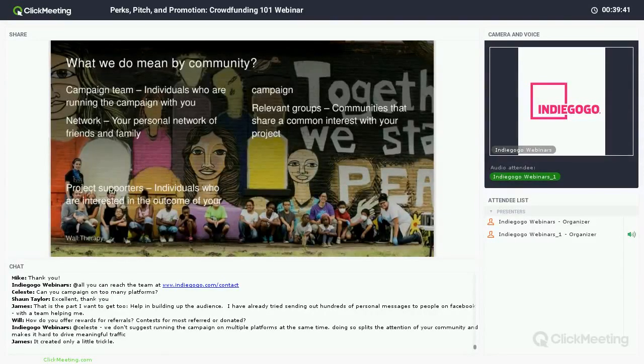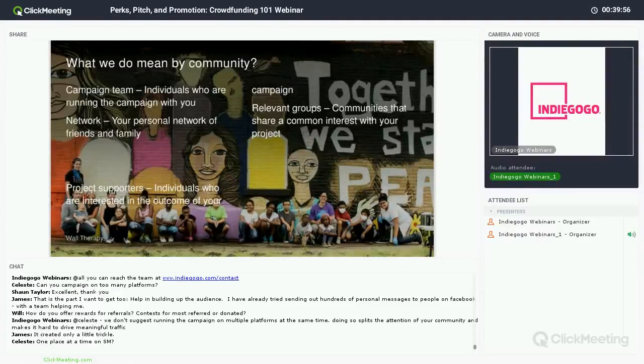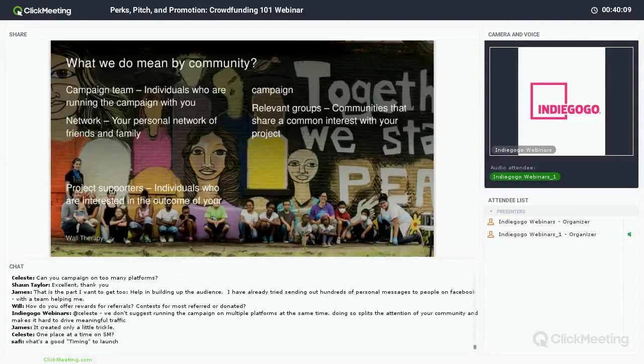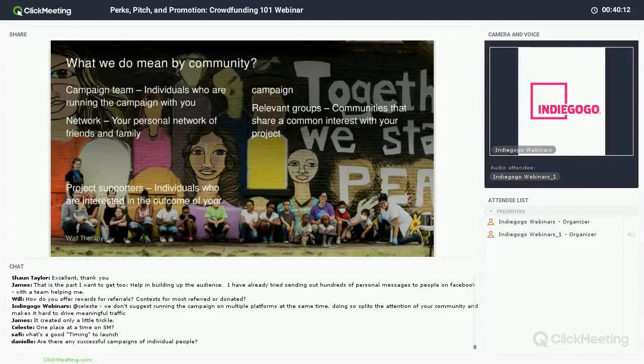And then relevant groups. So communities that share common interest with your project. So maybe not necessarily the kind of people who are going to contribute to the campaign, but people who share that common interest. So, if you're launching a new kitchen product, like if you're creating a chef's knife, for example, maybe you want to start reaching out to restaurants. Restaurants maybe won't be interested in contributing and claiming a perk on your campaign, but they're going to be interested because they're in the same world of this product. So these are the different kinds of groups.